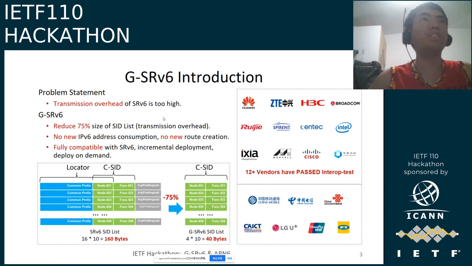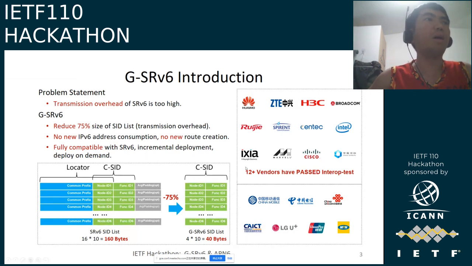That means the size of seed list is cut down. Moreover, GSRv6 can reuse the locators of SRv6. That means if you want to deploy GSRv6, you don't need to apply for new IPv6 address blocks and advertise new IPv6 routes into your network. So you can deploy GSRv6 incrementally and on your demand. It is fully compatible with SRv6.